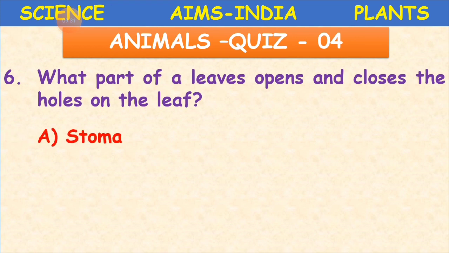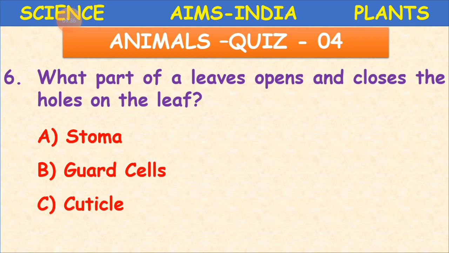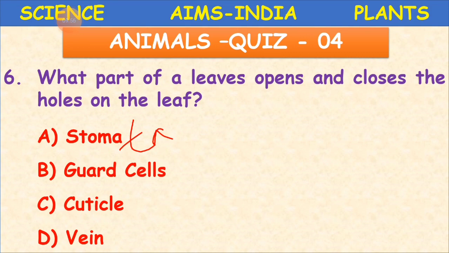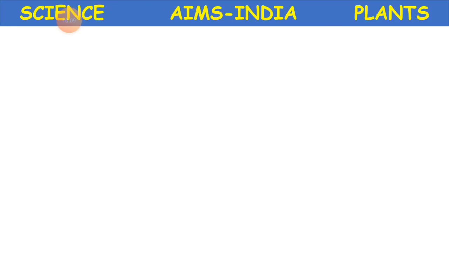What part of a leaf opens and closes the holes on the leaf? A option stomata, B option guard cells, C option cuticle and D option vein. Which is going to open and close the holes on the leaf? It is guard cells. The correct answer is guard cells. Clear, children? Are you able to follow? Yes. We'll go to the next question now.